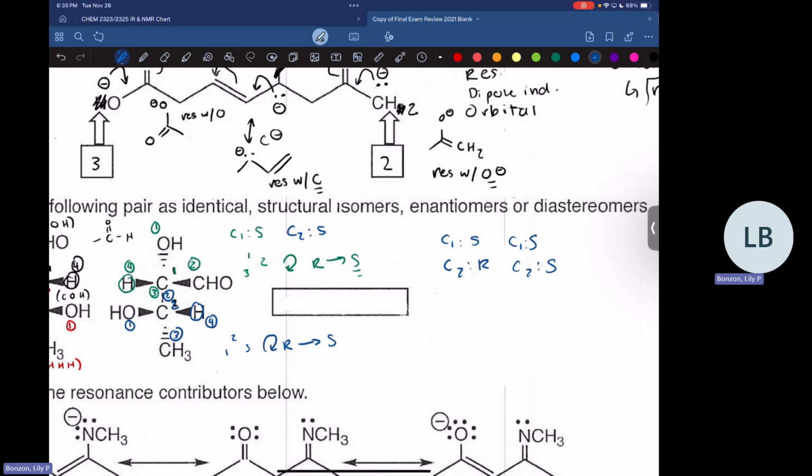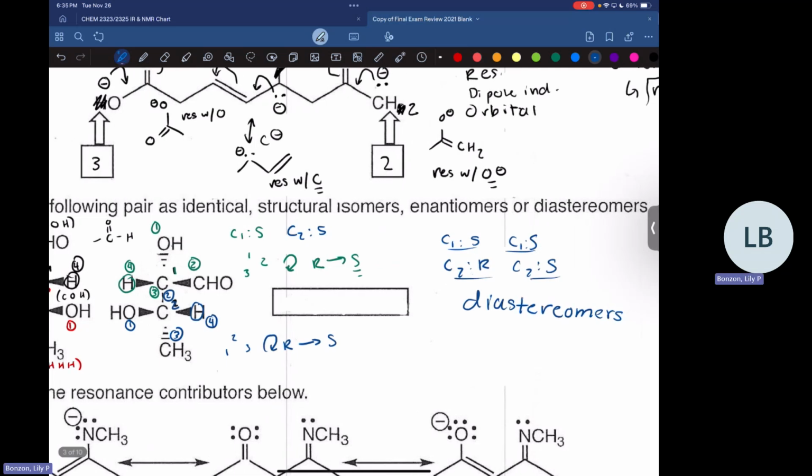And so whenever we have one chiral center stay the same and one chiral center switch, this is going to be diastereomers. Identical would be if the chiral centers for each of those stayed the same. So SS, RR, or SS, SS.